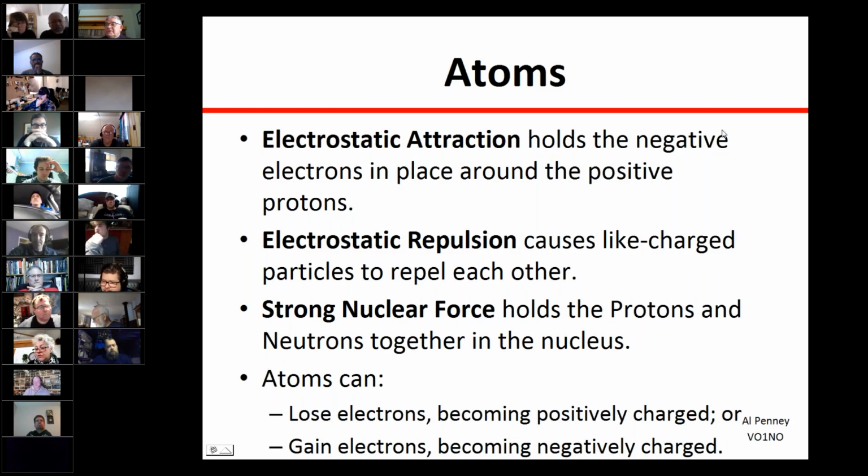Now, electrostatic attraction holds the negative electrons in place around the positive protons. There's also something called electrostatic repulsion that causes like-charged particles to repel each other. So two electrons will try to stay away from each other. Two protons will also try to stay away from each other, but there's something called the strong nuclear force, and this only acts in the nucleus of an atom at very, very short distance. But it's what holds the protons and the neutrons together in the nucleus. And the strong nuclear force is able to overcome the natural repulsion between the protons there.